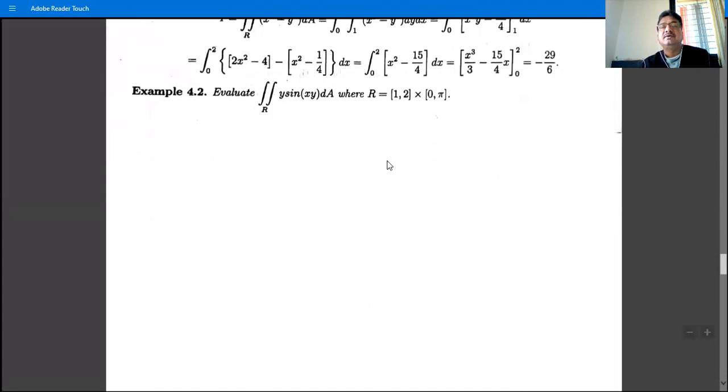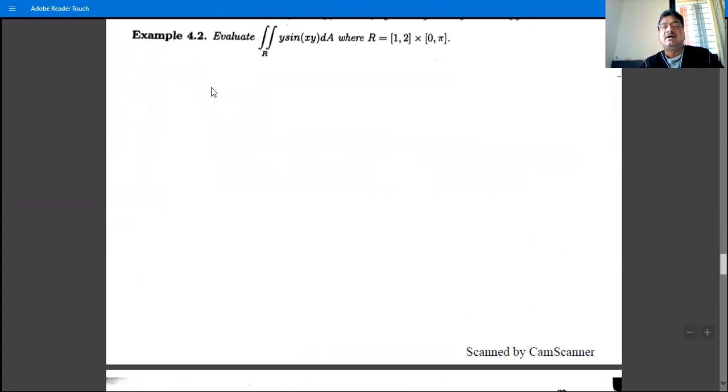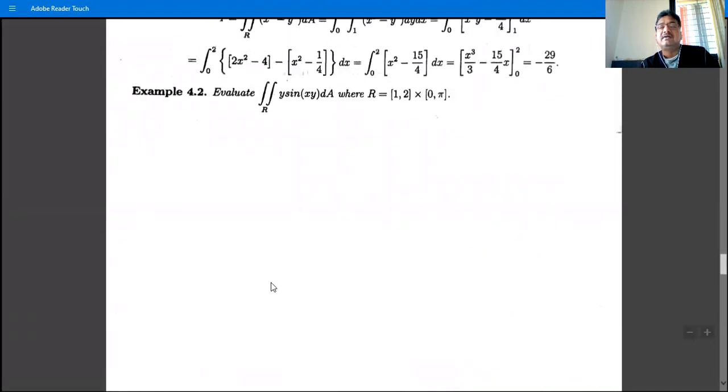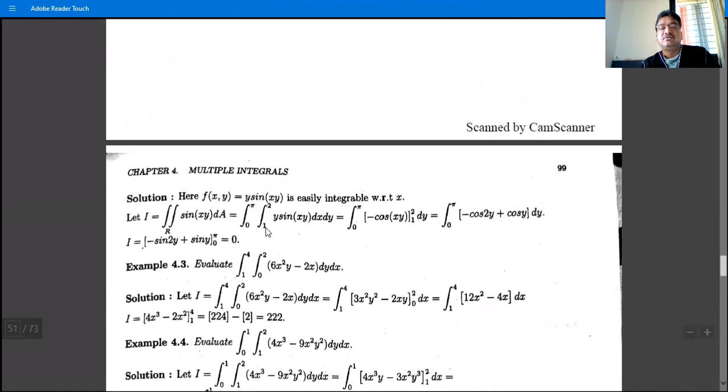Now the double integration over R of y sin(xy) dA, where R is this, that is 1 to 2 cross 0 to pi, the limits of x and y are given. The limit of x is 1 to 2, and the limit of y is 0 to pi.